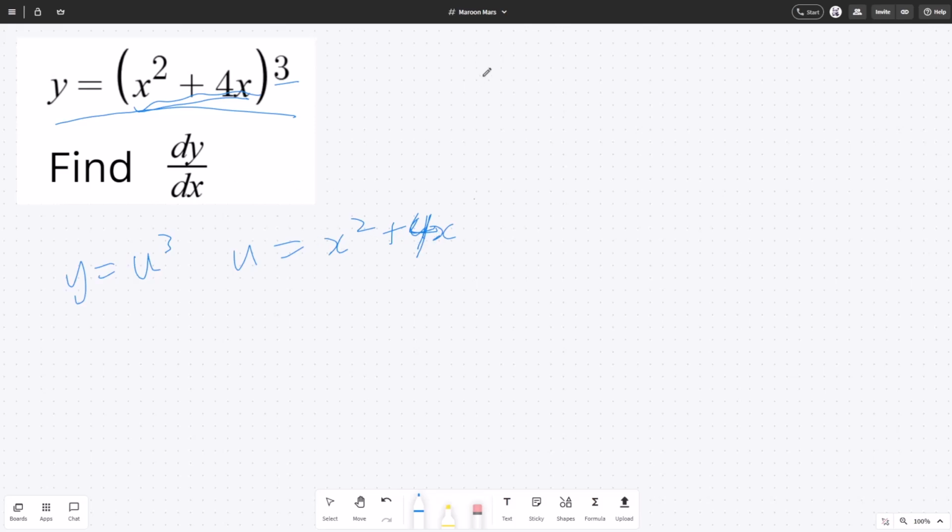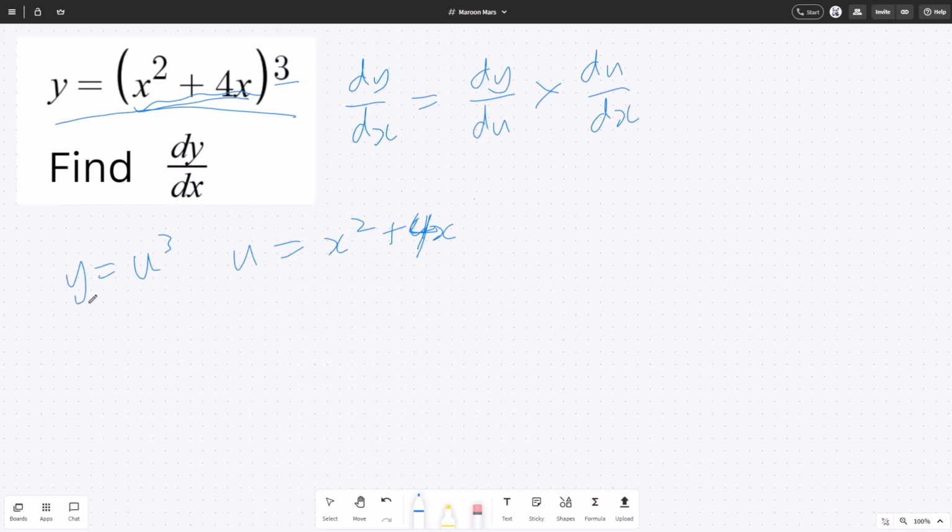And what is dy over dx? If we put it in a different form and include the u, we can say dy over dx is equal to dy over du multiplied by du over dx. So this cancels out, it becomes dy dx. So dy over du times du over dx is equal to dy over dx.